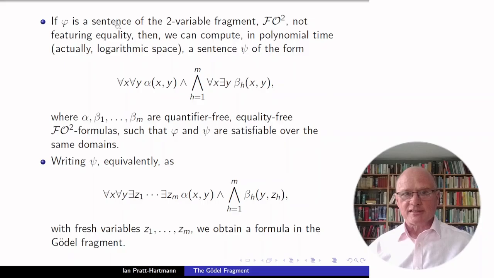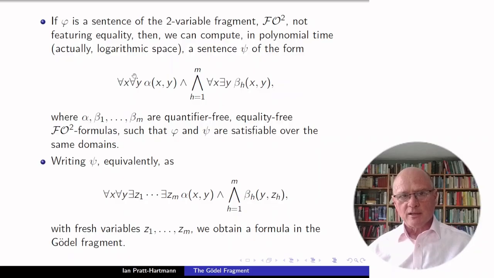Now, if phi is a sentence of the two-variable fragment, which we talked about in a previous lecture, and phi does not contain equality, then we can compute in polynomial time, actually in logarithmic space, a sentence psi also in the two-variable fragment, which has this form. This is the so-called Scott normal form. We have two universal quantifiers and then a quantifier-free formula alpha, and then a conjunction of formulas, each of which starts with a universal quantifier, an existential quantifier, and then has a quantifier-free part, beta h. And these alpha and beta are, of course, equality-free.